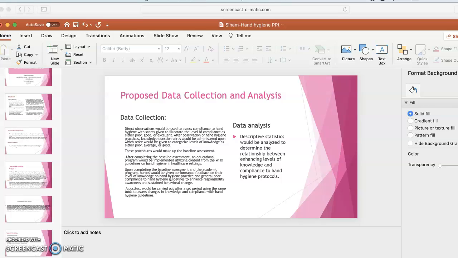Data analysis. Descriptive statistics would be analyzed to determine the relationship between enhancing level of knowledge and compliance to hand hygiene protocol.